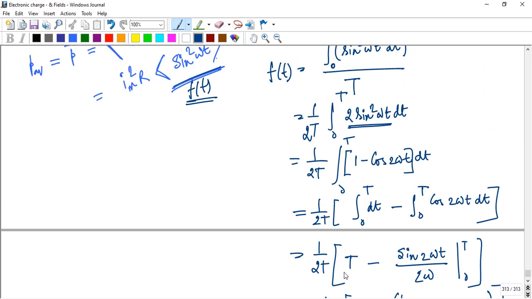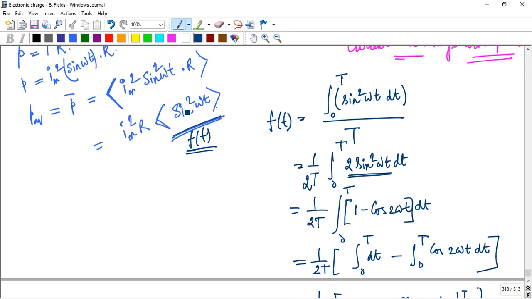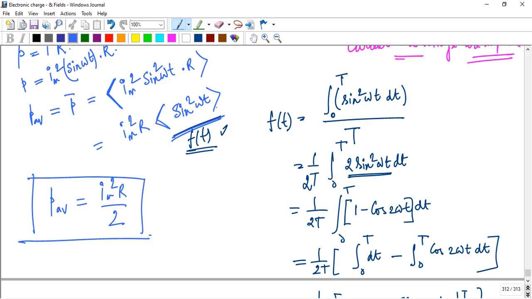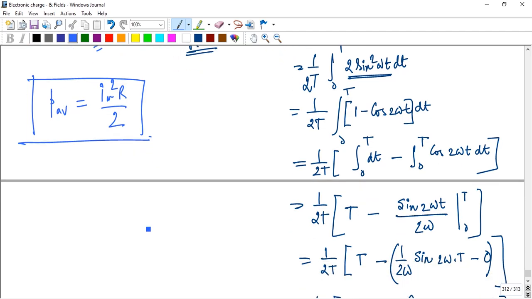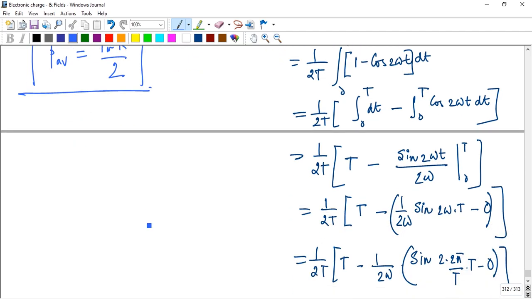So the average of sine square omega t gives the average power, which is equal to Im square R by 2. That's the average power. Now introduce the special value of current.